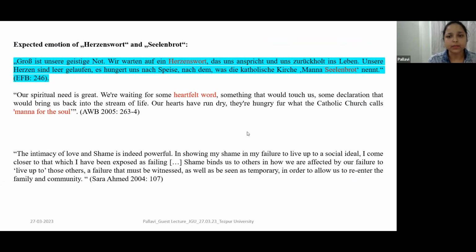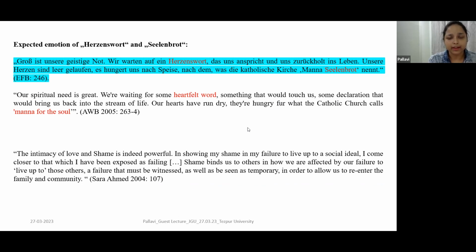So her expected emotion from her loved ones, from society in general, from people around her is Herzenswort and Seelenbrot. Herzenswort has been translated as heartfelt word that she's expecting from people, and she's expecting a bread for the Seele, the soul, which is in the Catholic Church, so to say in German, im christlichen Sinne. It has its own meaning. That is what she is craving for.